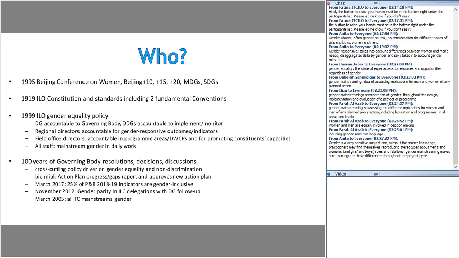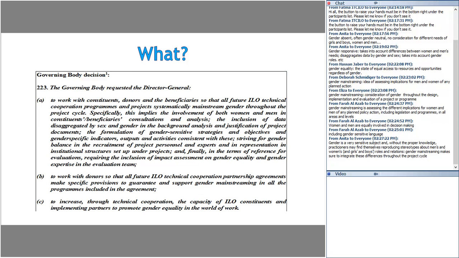in March 2005, I'm not going to go back further than that, the GB gave an instruction that all technical cooperation should mainstream gender. Now, I actually thought that that 2005 instruction to ILO to mainstream gender into all technical cooperation is worth putting up on the screen here. Why? Because you can see it's very short, it's very succinct, but it actually spells out in a really clear, nice way exactly what needs to be done to mainstream gender into a project.